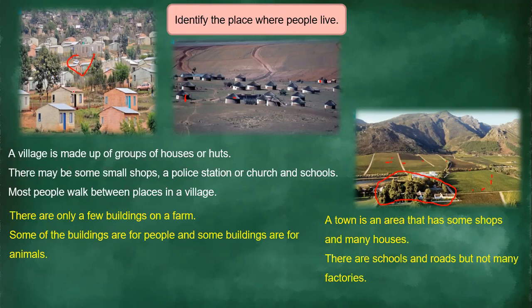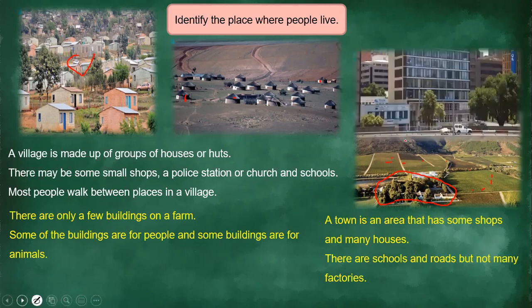No, a town is where people are just staying. So there are also cars, the ones that people use to go to cities. So we are going to move, and there are schools, roads, but not many factories. There are schools because kids here need to go to school. Even here in the villages, there are schools, because learners need to go to school.